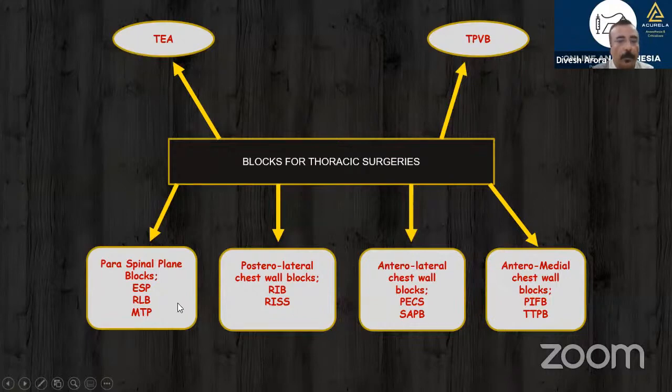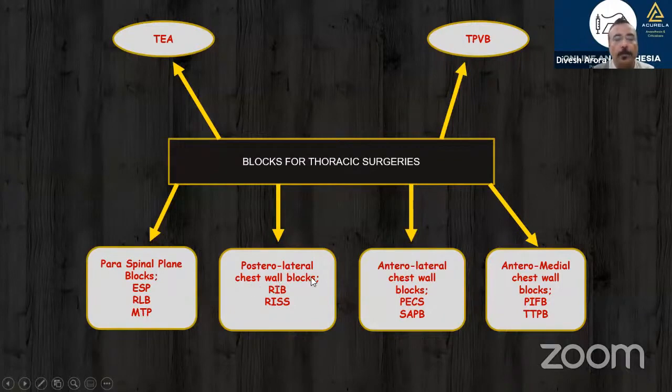particularly for the posterior chest wall: ESP, retrolaminar, and midpoint of transverse process to pleura. These are actually paravertebral by proxy. These will also work for anterior chest wall surgeries. Although I've classified them as paraspinal, they actually block the ventral ramus, that means the intercostal nerve, and they can be effective for anterior chest wall surgeries also.